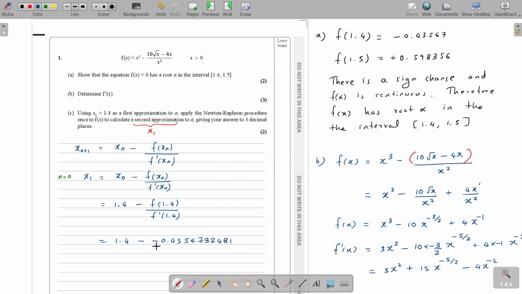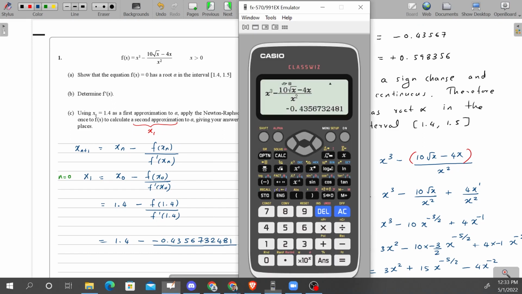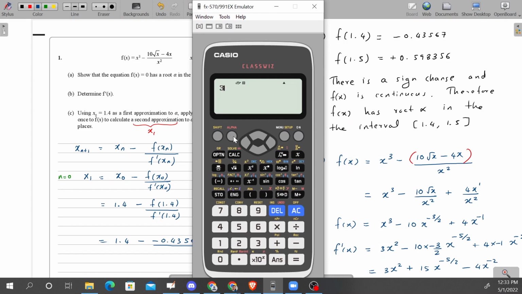Okay, so divide by f dash 1.4. How do I get f dash 1.4? To get that, I'll press the AC button and give the f dash x equation. What's the f dash x equation?